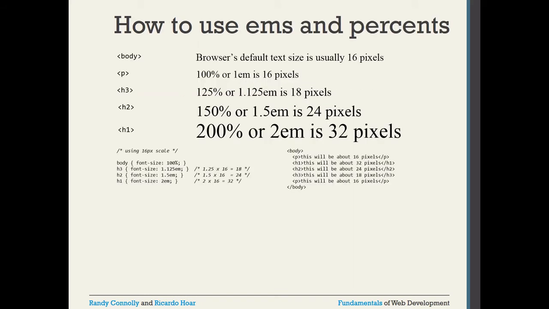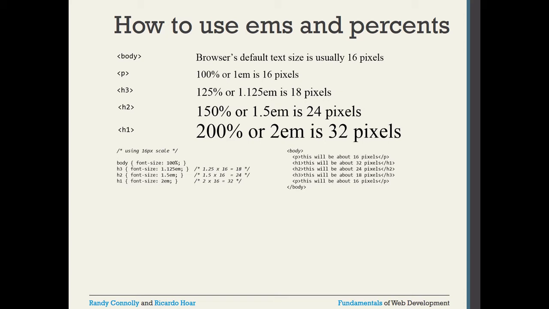You just see here examples. Suppose that by default again the browser font size is 16 pixels only. So whenever you are talking about the paragraph, the default here is 100%, otherwise 1 em, and 1 em equals 16 pixels. 125 percent we can say 1.125 em, otherwise 18 pixels.